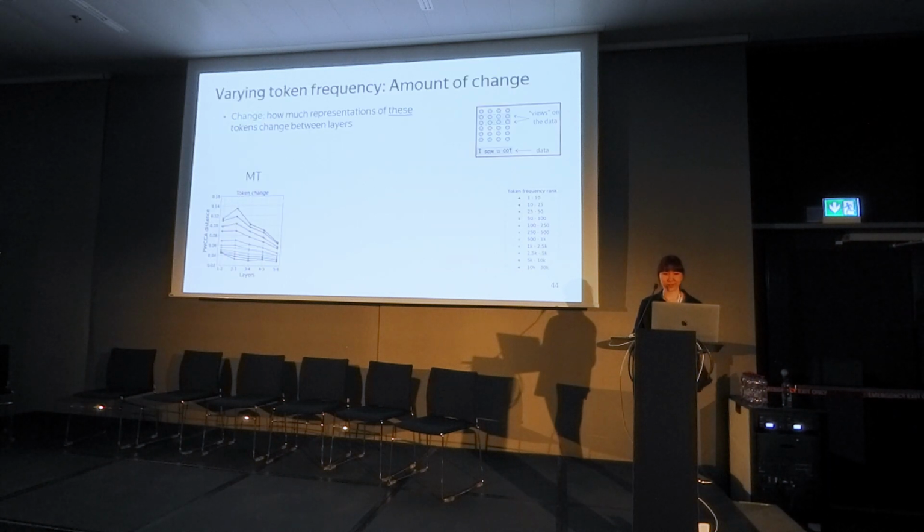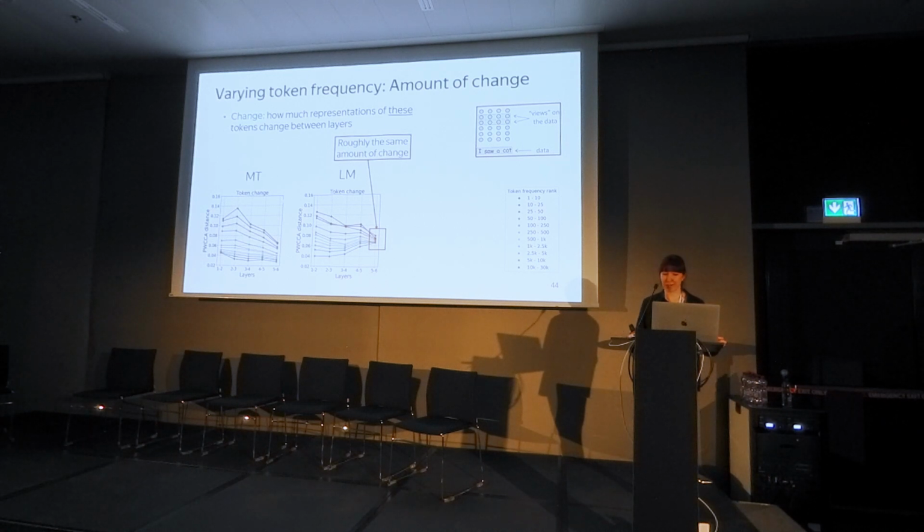So first, let's look at the amount of change. For machine translation, we see that frequent tokens, the red ones, change more than rare. The same for language model. So frequent tokens change more than rare. It means that they consume more information. And patterns for machine translation and language model are similar, but the only difference is on the last layer. For language model, we see roughly the same amount of change here.